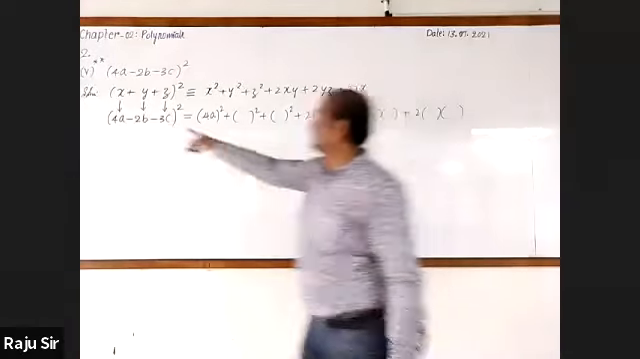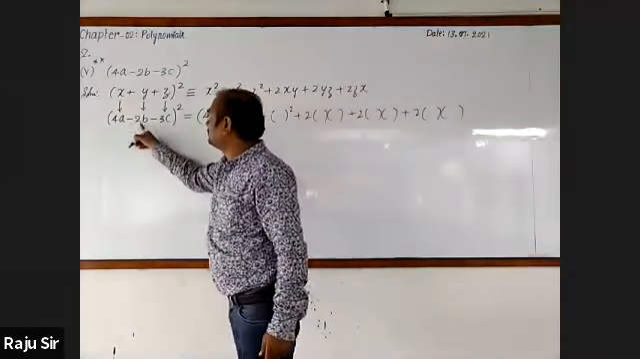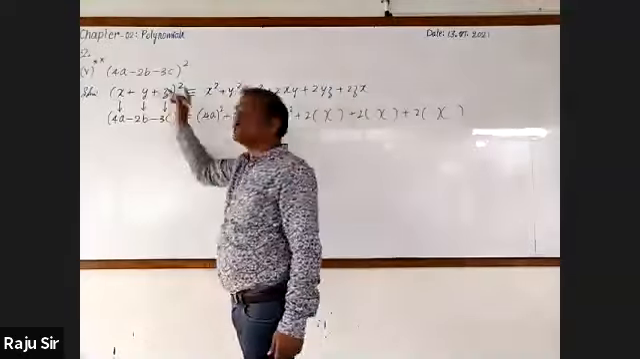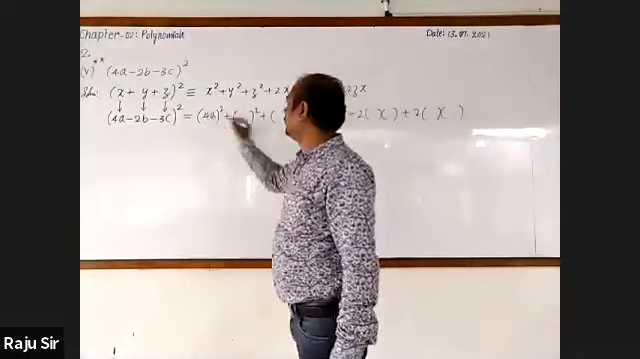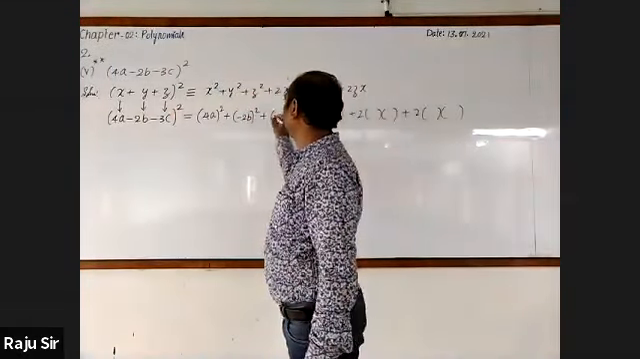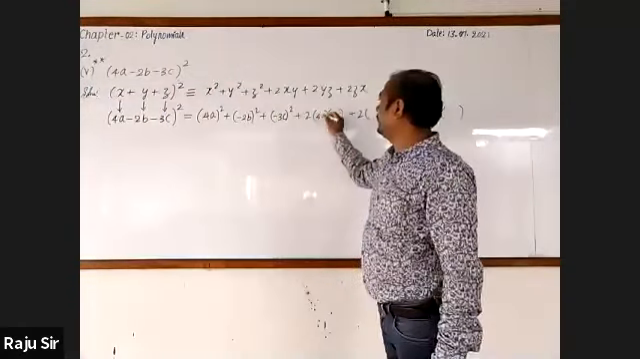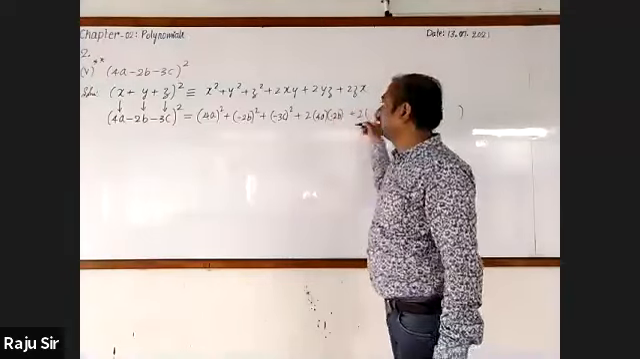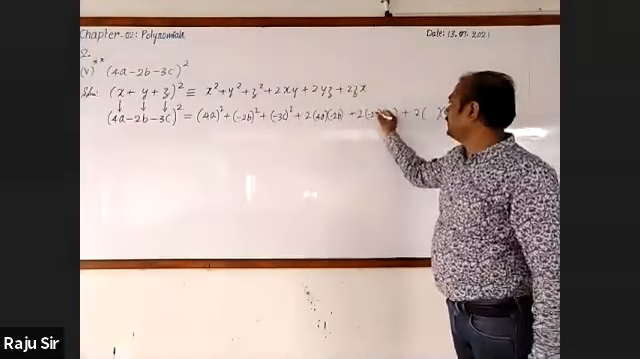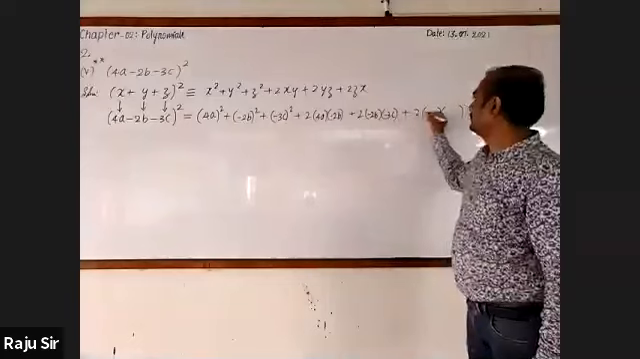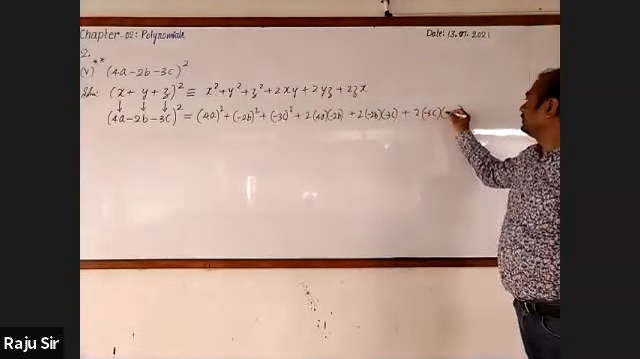Now I'll substitute: 4a in place of x, minus 2b in place of y, minus 3c in place of z. And 4a, this is minus 2b. Here, xy: 4a into minus 2b. Here, yz: minus 2b into minus 3c. Here, zx: minus 3c into 4a.